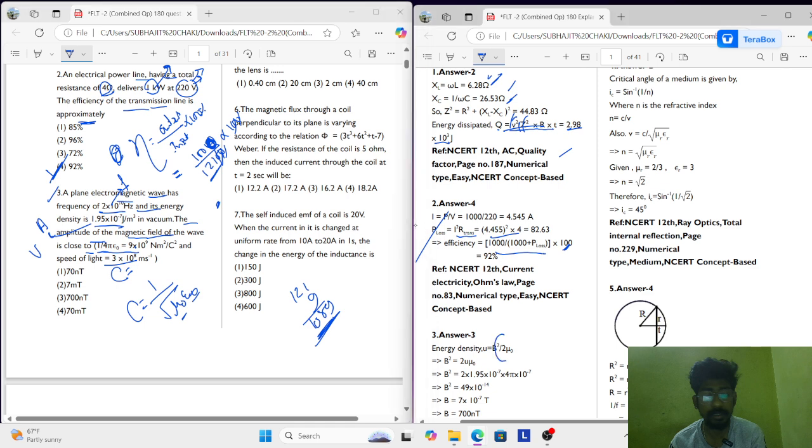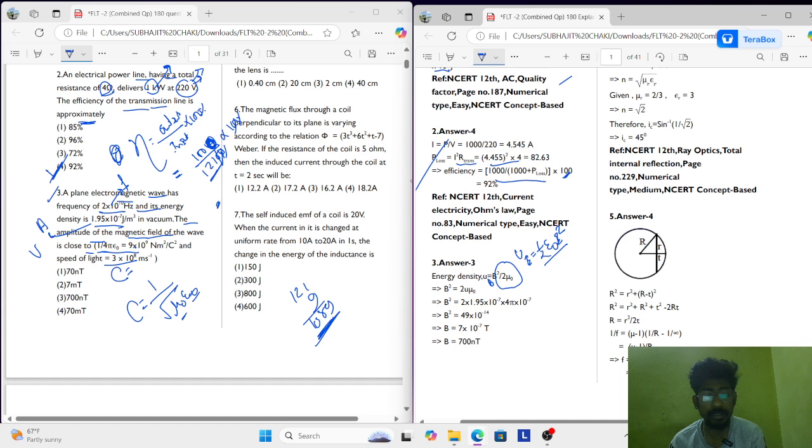Energy density is given by the formula B square divided by 2 mu naught, or in case of electric field it is UB, you can write UB. U is equal to what? Half epsilon naught E square, right? In this case the magnetic field is given, so that is why you can calculate this way, right?